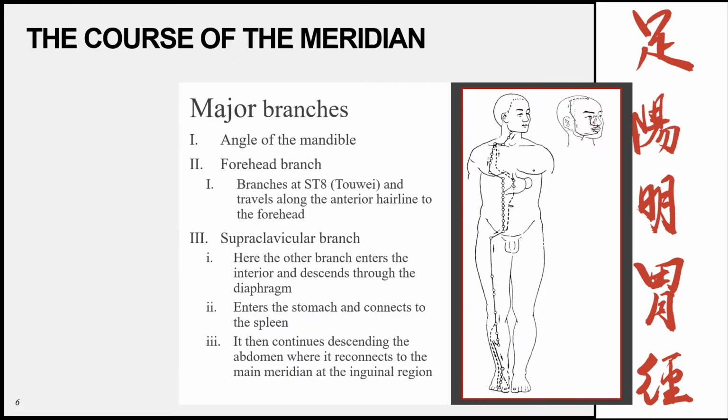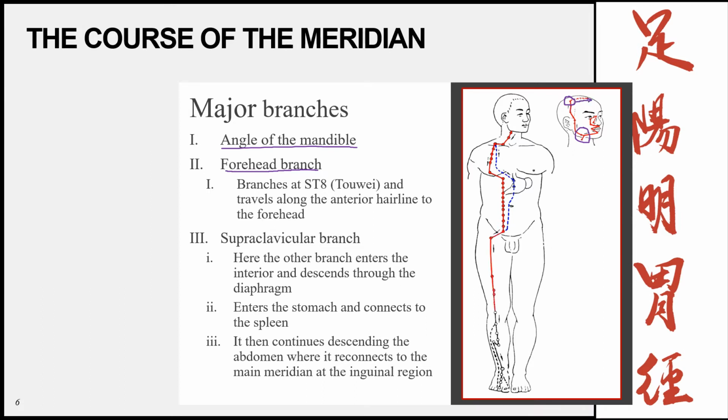The major branches of this meridian. So there are quite a few branches. Firstly, the branch at the angle of the mandible. This is the one we mentioned earlier where there was an ascending and descending portion, which is over here. The second branch is the forehead branch, and this is referring to the branch which occurs at stomach 8, which is about here. What it does is it branches off from the main meridian. That's why there's a dotted line here, and it moves along the anterior hairline to the forehead, like this.